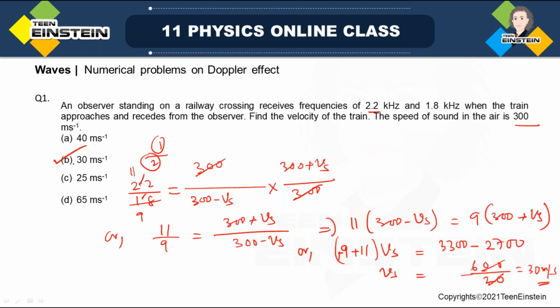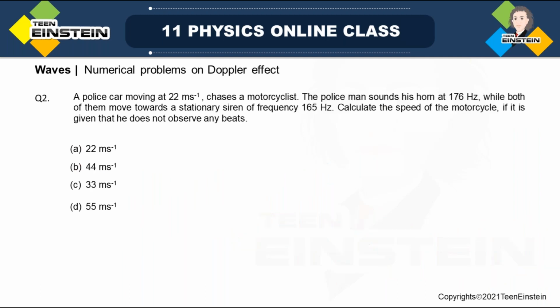So here the speed of sound was given. The speed of the source had to be calculated. So we have used the formula and then done a little bit of simplifications, and then we have solved it. Now we'll go to the next question.